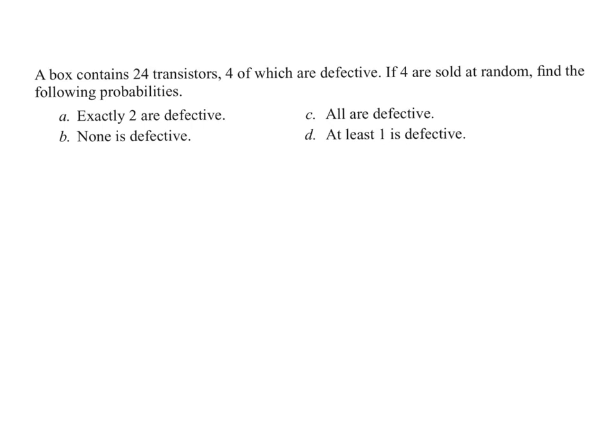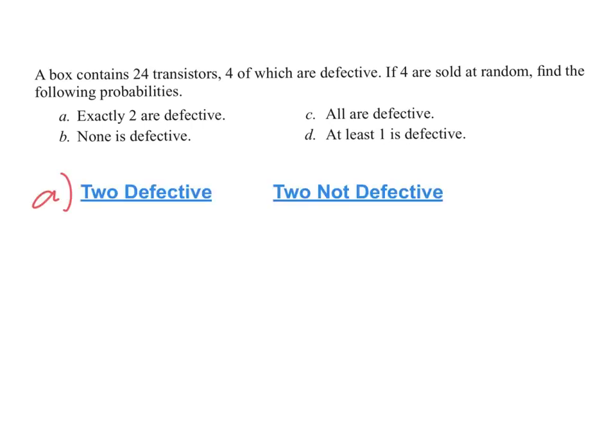Now, in A, it says 4 are being sold, exactly 2 are defective. What is A actually telling us? Half of the ones we sell are defective. So if there are 2 defective, what does it say about the other 2? They're not defective. They're fine. So in part A, the person gets sold 2 defective ones and 2 not defective ones. So what we're looking at is this situation, and we need to find the probability of the 2 defectives, and then multiply that by the probability of the 2 that are not defective.